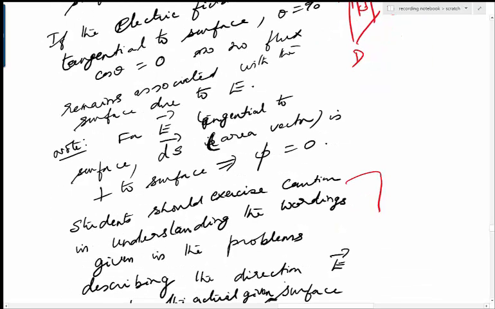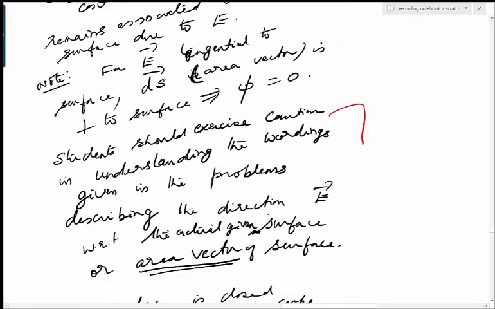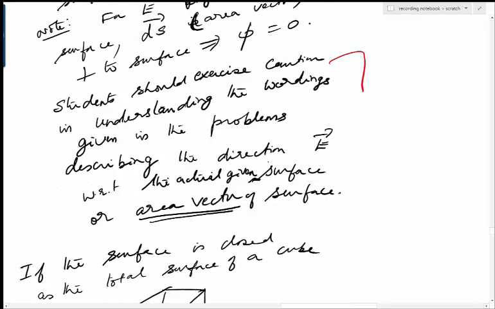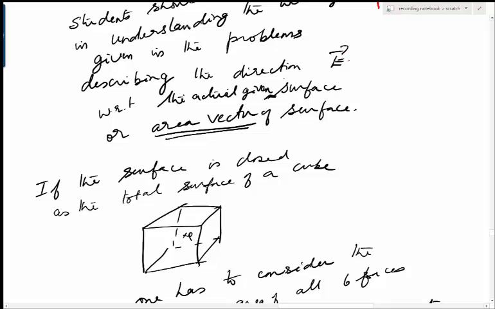Note, for E tangential to the surface, ds is perpendicular to the surface and phi is 0. Students should exercise caution in understanding the wordings given in the problems describing the E with respect to the actual given surface or the area vector of the surface. If they tell you the angle between E and the area vector itself is something, straight away you can use the cos of that. If they say the angle between E and the surface is that, you have to take the complementary angle.